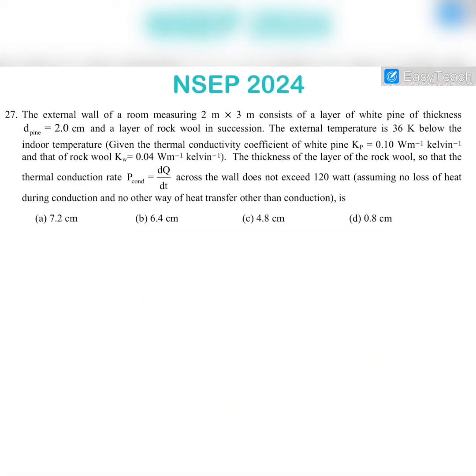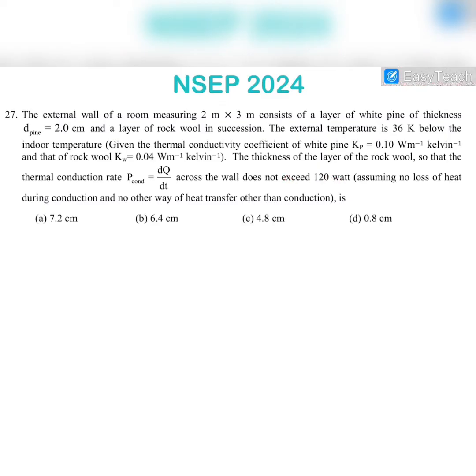In this question, you can see that there is a room whose wall has a dimension of 2 by 3 meters, and it consists of a layer of white pine of thickness 2 centimeters and a layer of rock wool of some thickness. The external temperature is 36 Kelvin below the indoor temperature of the room, and the conductivity of white pine is 0.1 and rock wool is 0.04. We have to find the thickness of rock wool so that the thermal conduction rate dQ by dt is 120 watt.